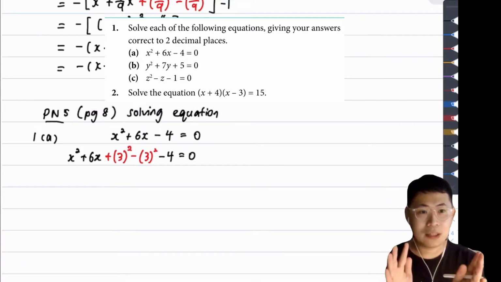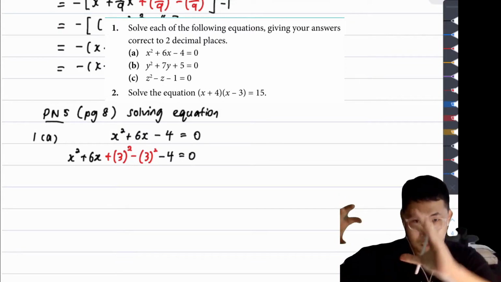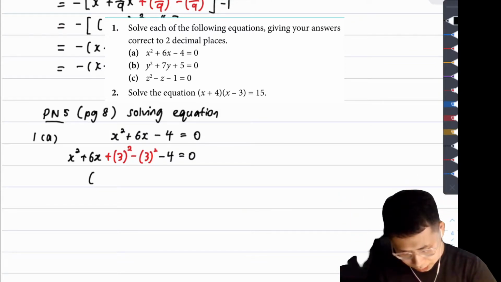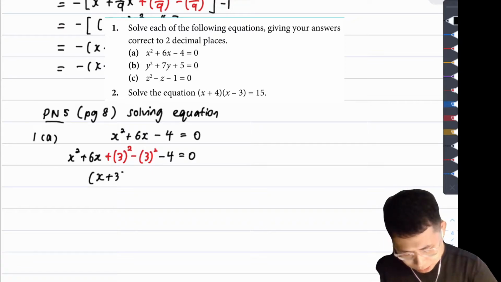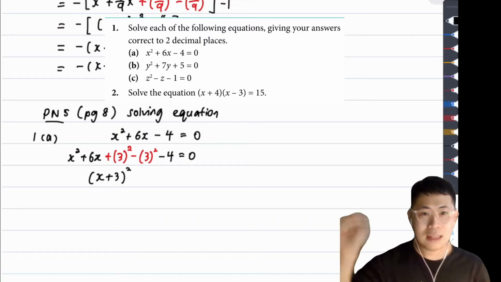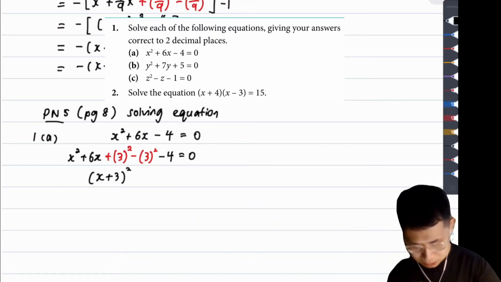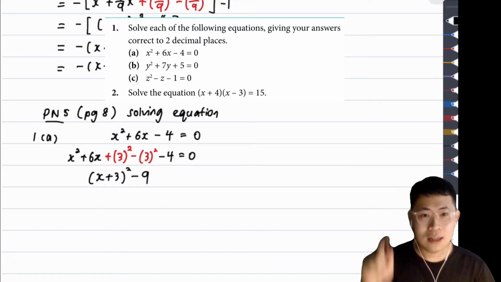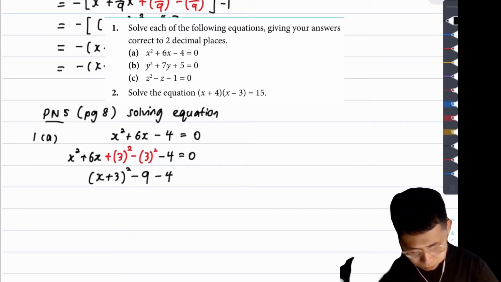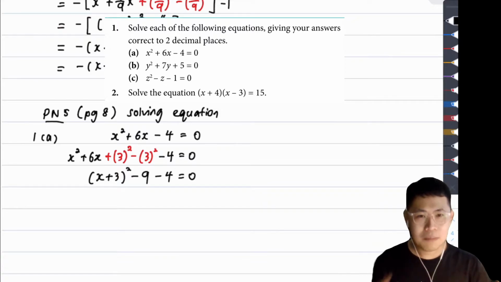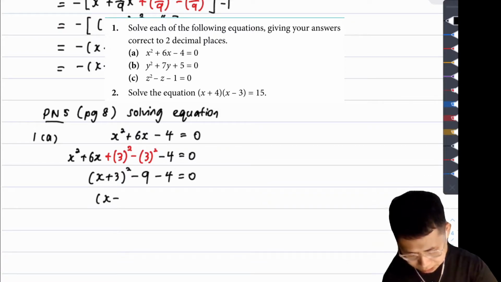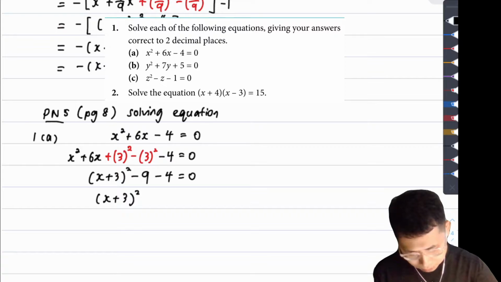Then complete the square for the first three terms. Shrink them down into a nice square: x plus 3 squared. Negative of 3 squared would be negative 9, minus 4. Then simplify. So we have x plus 3 squared minus 13 equals 0.